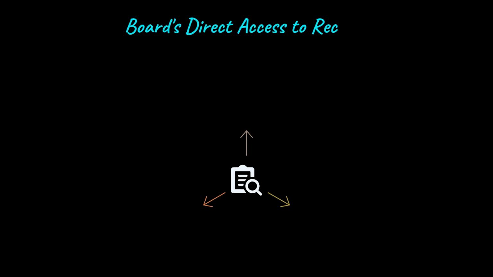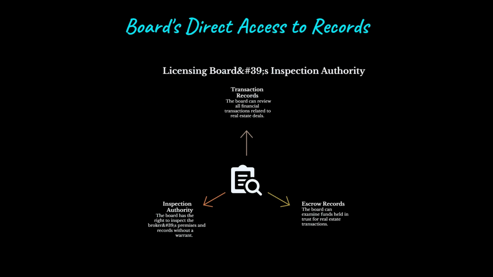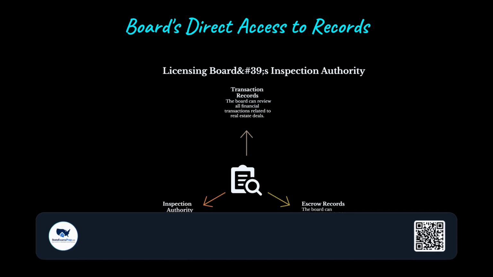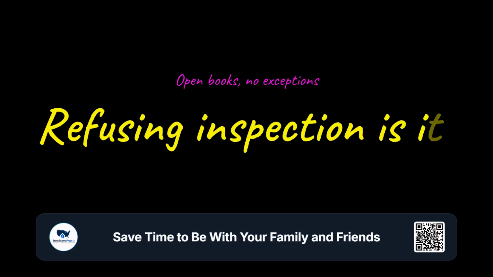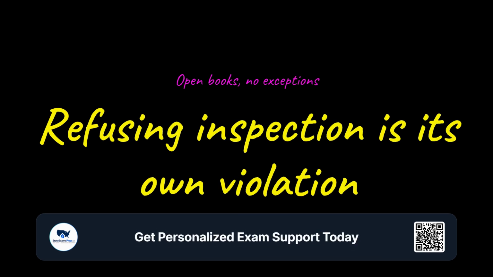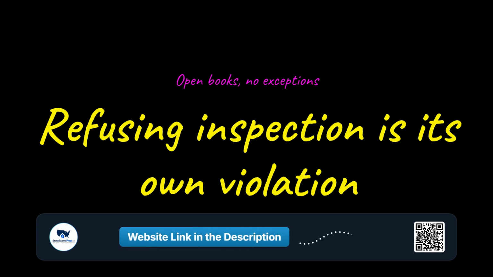The exam trap is assuming inspection needs a precondition. In truth, the board doesn't need the licensee's permission, doesn't need a warrant, and isn't barred from reviewing at all. Because holding a license means accepting inspection as a condition, the broker's records sit directly within the board's authority, ready for review whenever a complaint arises. Refusing inspection isn't a shield, it's a separate violation. Holding a license means accepting an open book obligation to the board.